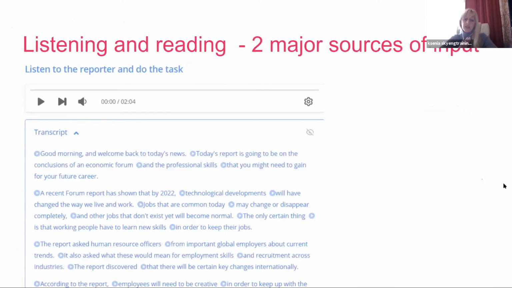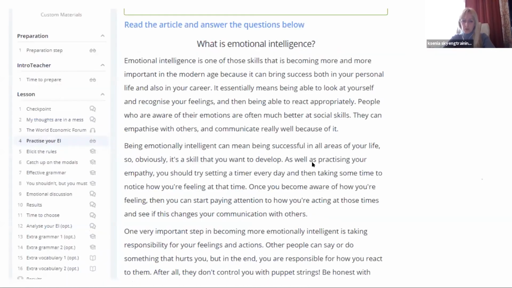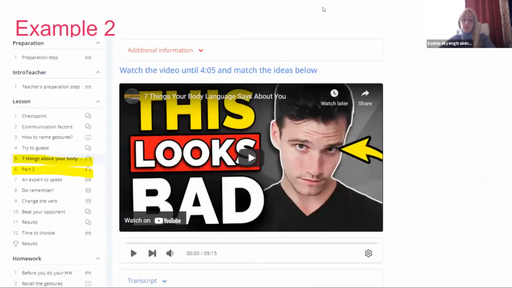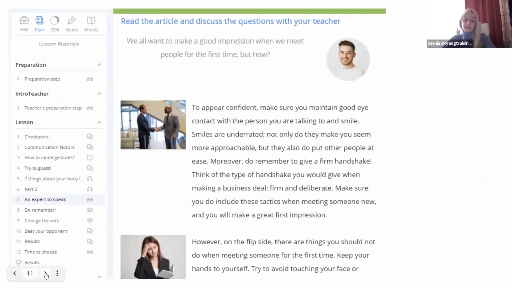The first stage is about text, listening and reading activities. Here you have the example of the listening activity, when the student has to listen to the reporter talking about the International Economic Forum, where they have concluded that emotional intelligence would be an important skill for future jobs. The second task is reading the text on the topic. Let's take another example from the lesson on nonverbal communication. Again, listening task on the topic and reading task on the topic.